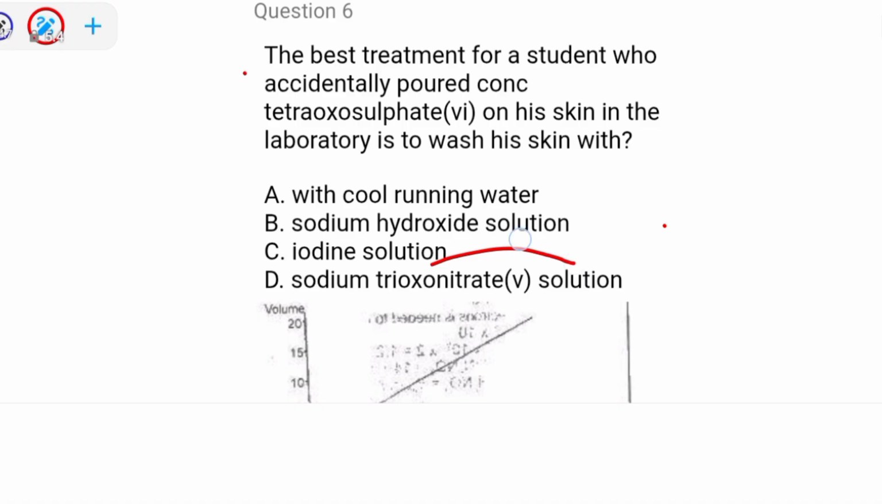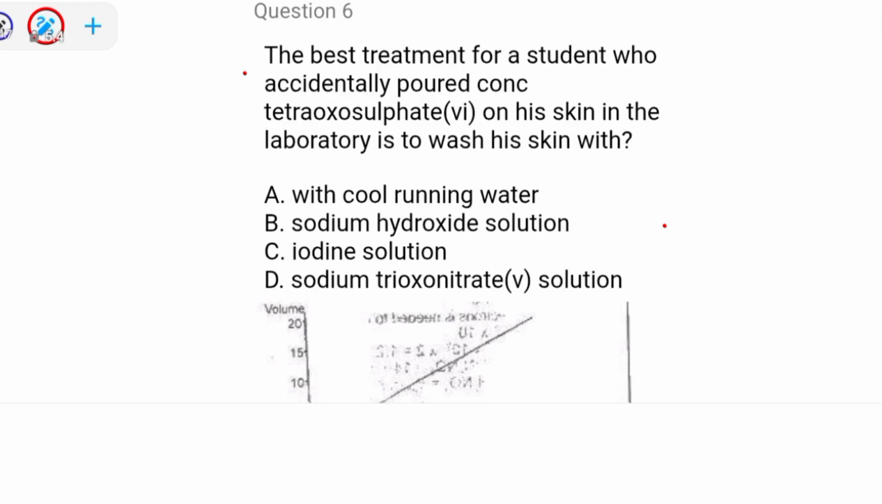Then sodium hydroxide solution is a base. So when you add it to the acid, which is already on the person's skin, it's going to cause a neutralization reaction. Okay, you're going to produce salt and water, which is also another exothermic reaction. The heat generated from that reaction will cause the person's skin to burn more.